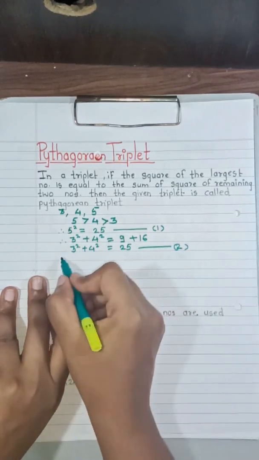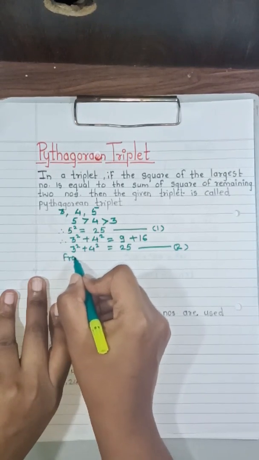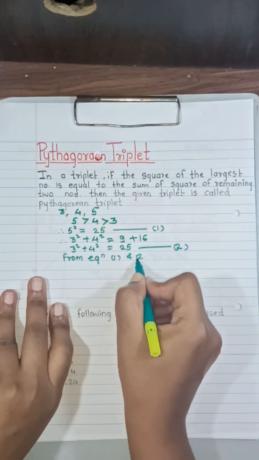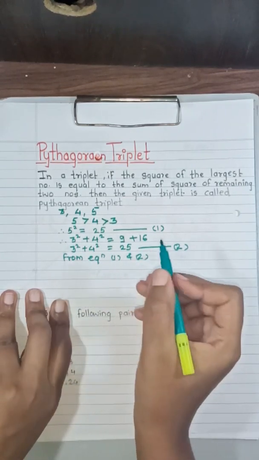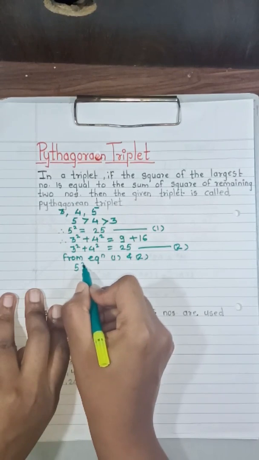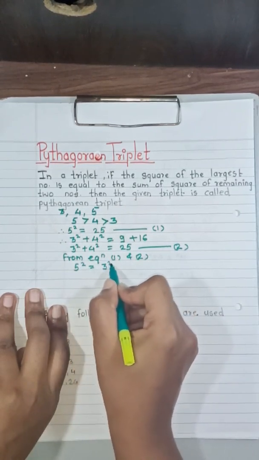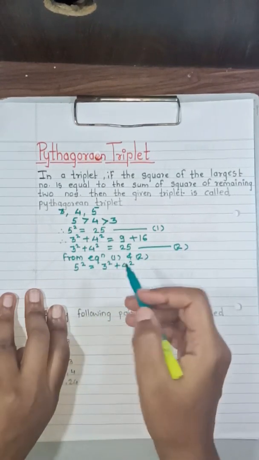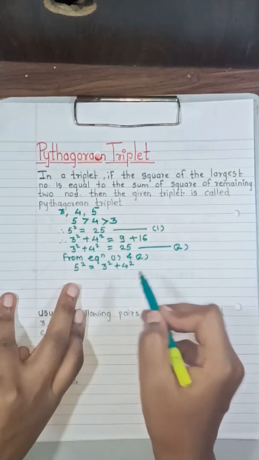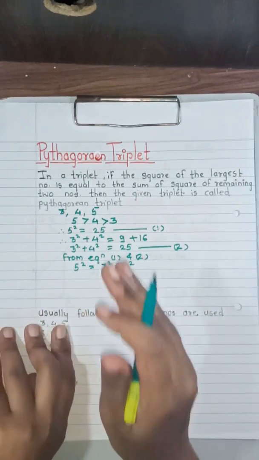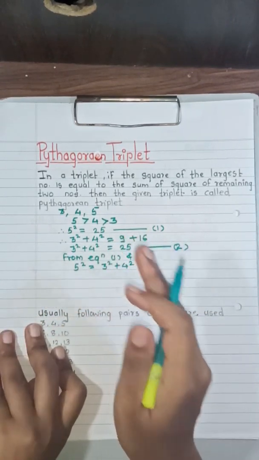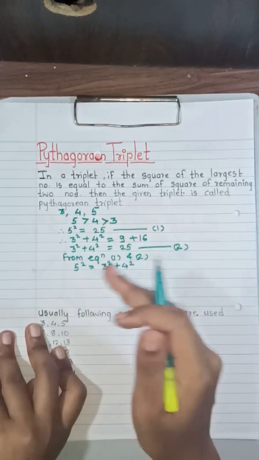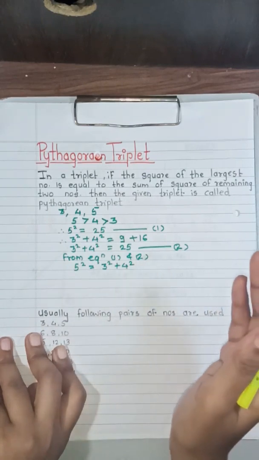Now from equation 1 and 2, you come to know that 5 square is equal to 3 square plus 4 square. That means 5 square is equal to 3 square plus 4 square. The numbers which follow this system, they are called Pythagorean triplets. The numbers which follow this rule or this system, they are called Pythagorean triplets.